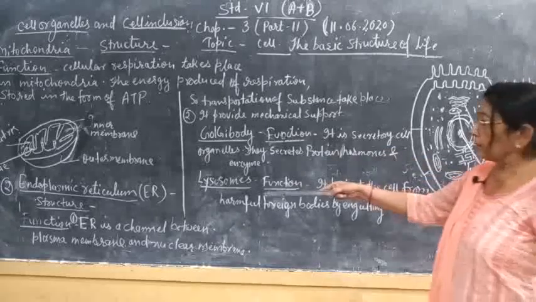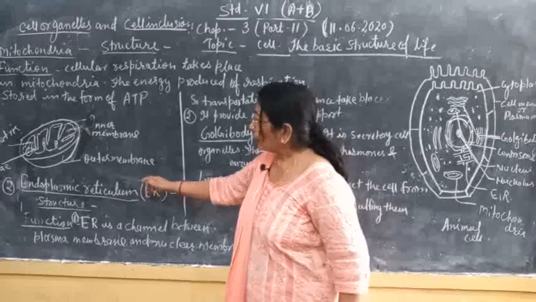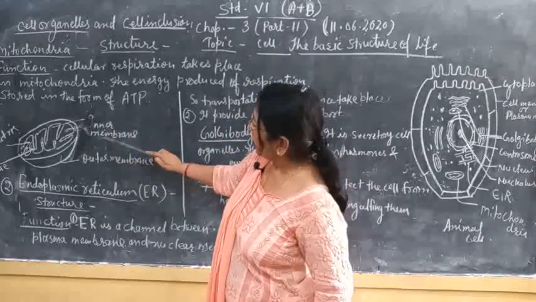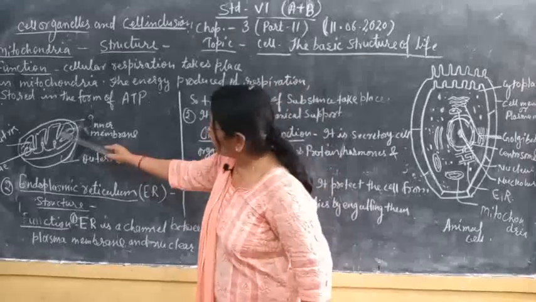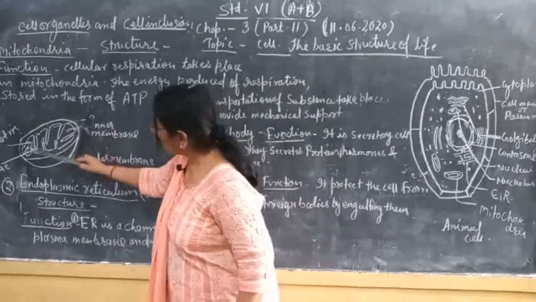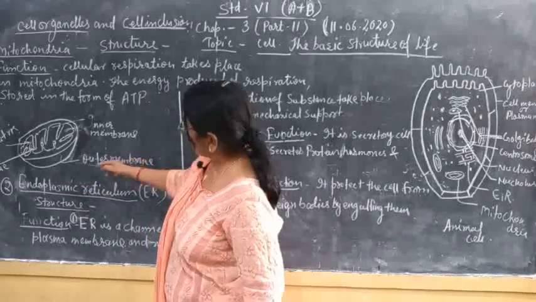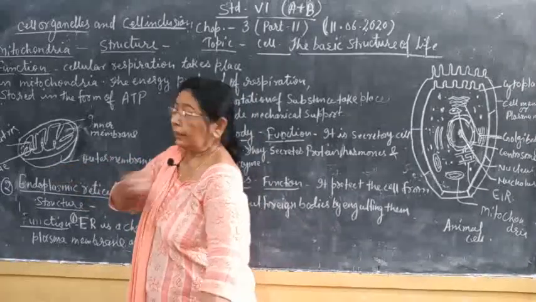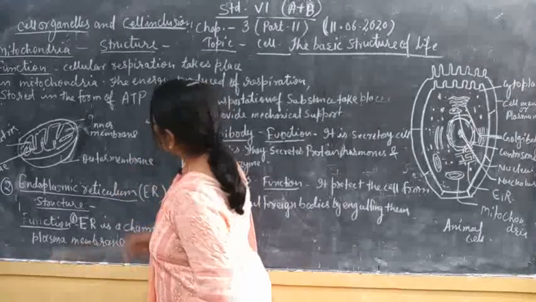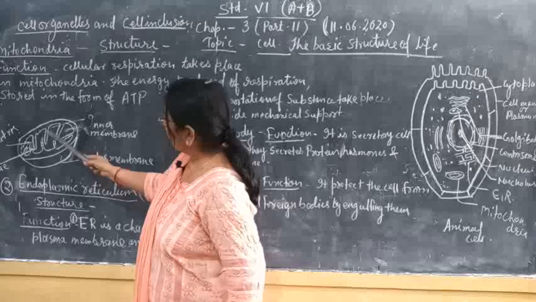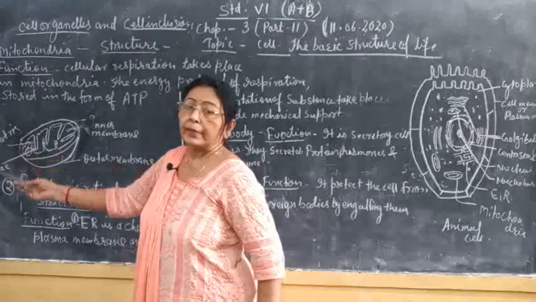Mitochondria are covered by a double membrane, an inner membrane and an outer membrane. The inner membrane has finger-like projections, and these finger-like projections are called cristae. In between the cristae, a liquid is filled. This liquid is called matrix.